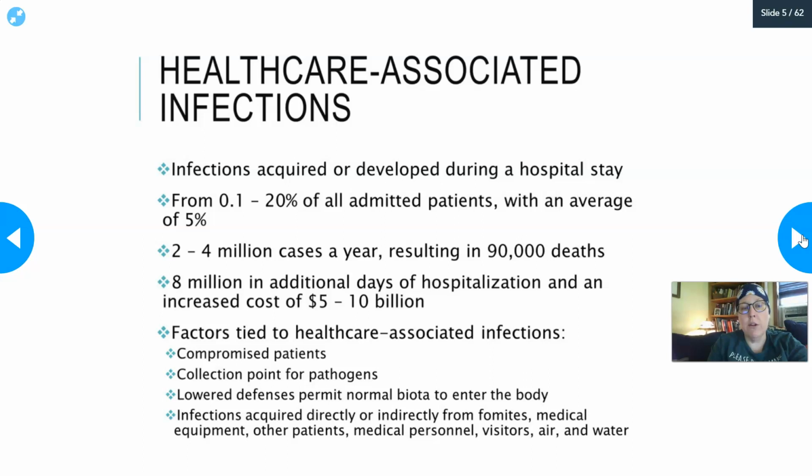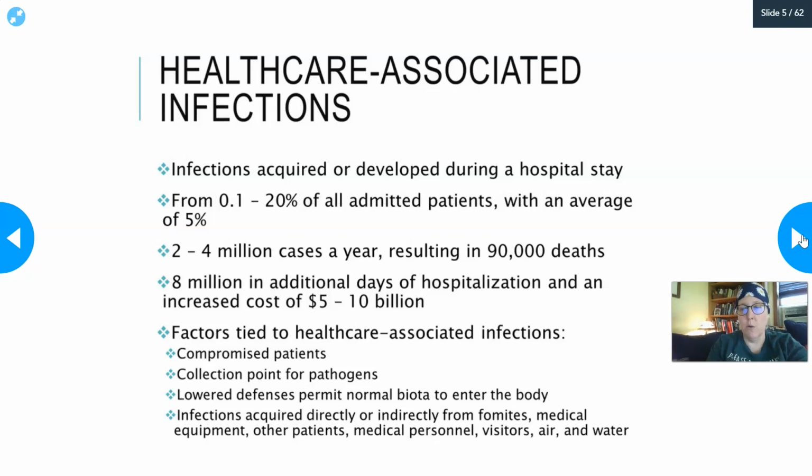They range from 0.1% to 20% of all admitted patients, with an average of 5% nationwide. So you want to know how good a facility is, find out their rate of healthcare associated infections. They are anywhere from 2 to 4 million cases a year that result in 90,000 deaths.